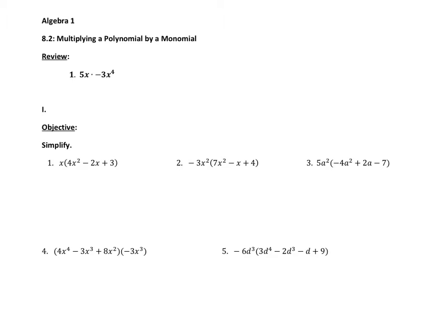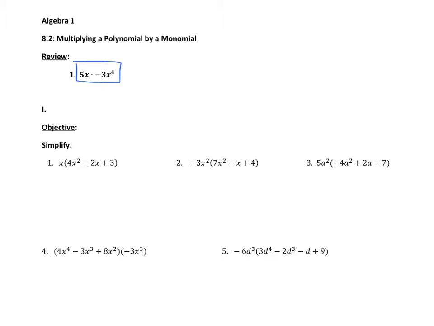All right, for 8.2, this should be another kind of review lesson because we really have applied this back in Chapter 7 when we did exponents. So we're going to revisit that right now. We're going to multiply polynomials by a monomial. So let's look at the little review here. This is going back to Chapter 7.